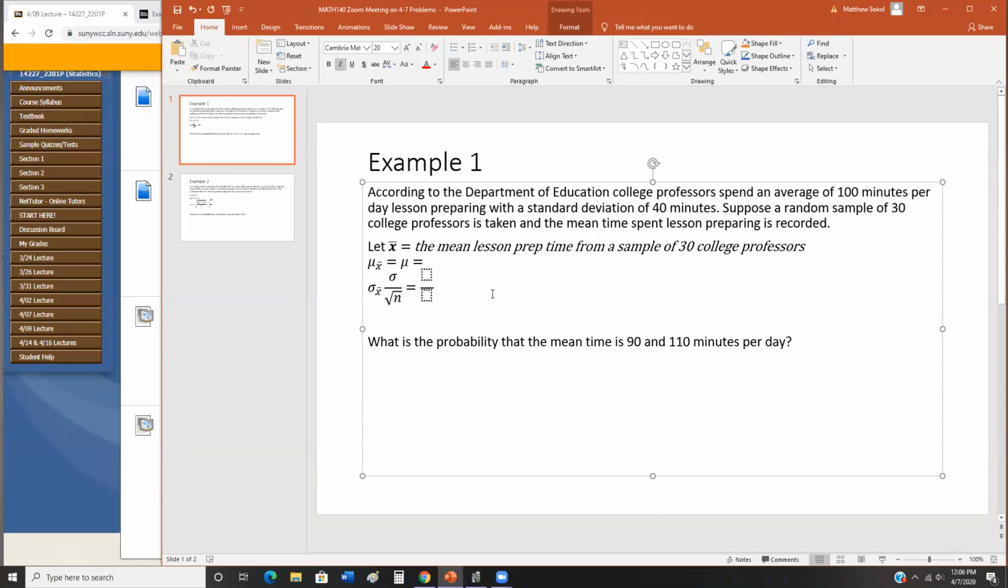And don't necessarily stress too much about copying everything down, because I am going to share these PowerPoint slides in the classroom too.